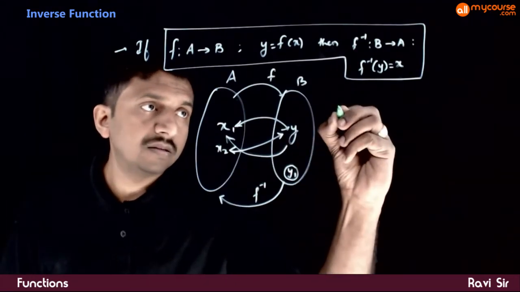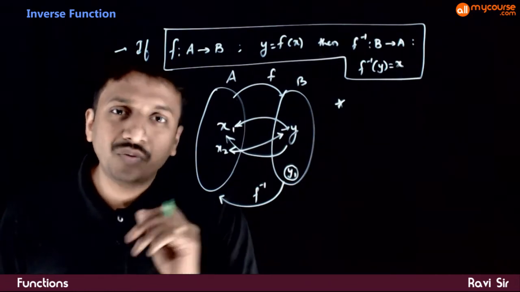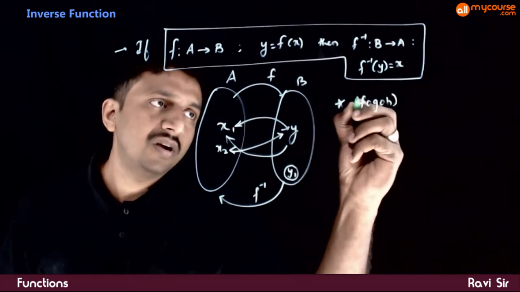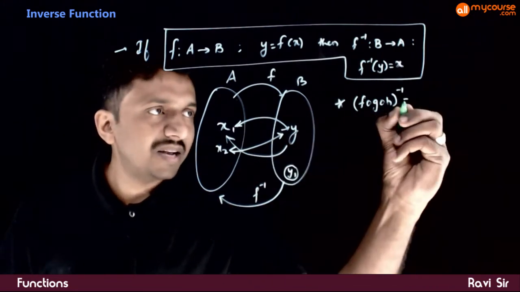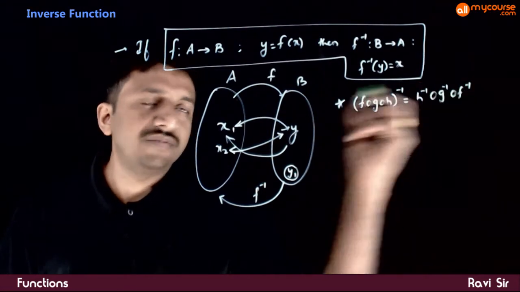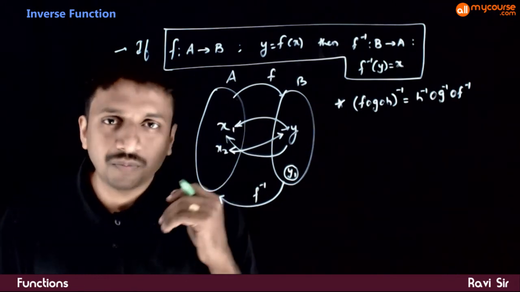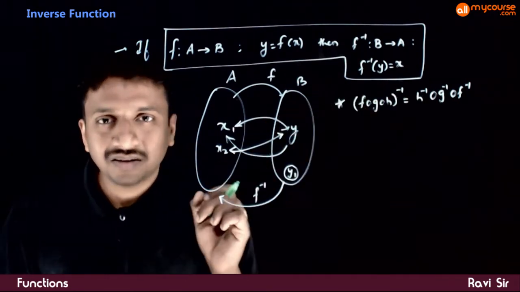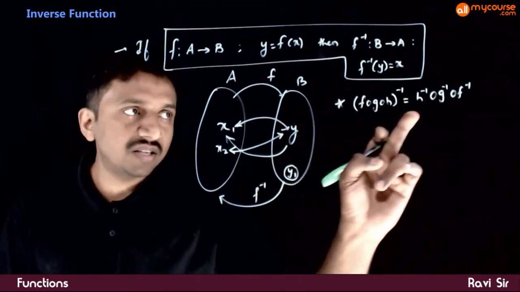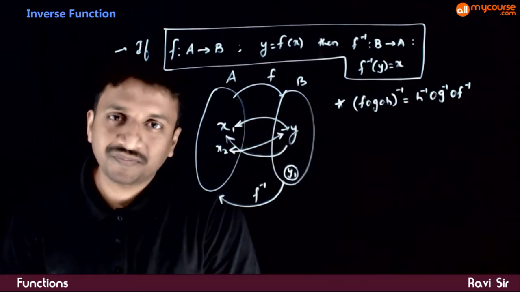Next, the reversal law works even if you have more than two functions. That is, if you have FOGOH whole inverse, this can be written as H inverse OG inverse OF inverse. So if you have n number of functions in the composition, and if you want to inverse it, just need to use the reversal law. FOGOH inverse is equal to H inverse OG inverse OF inverse.